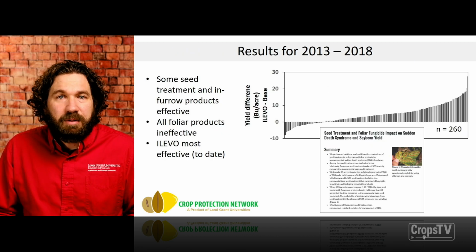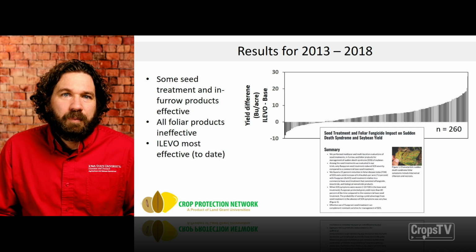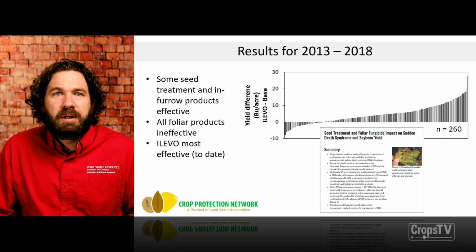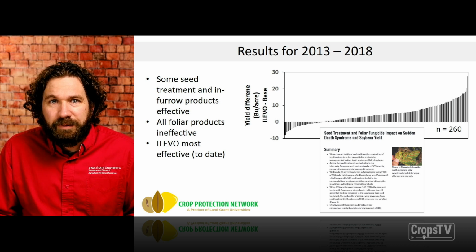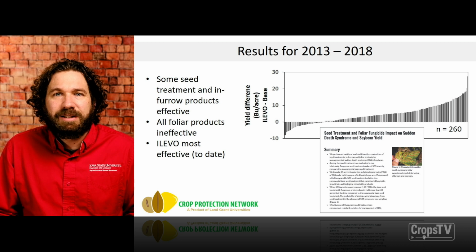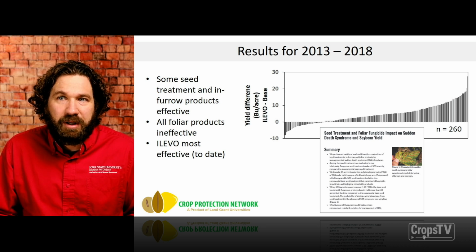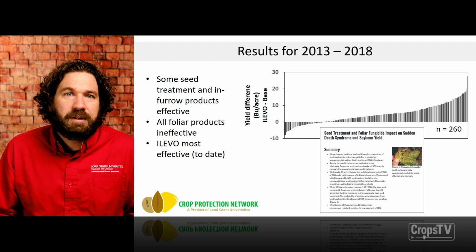As far as the seed treatments go, this is from 2013 to 2018. Seed treatments, some of them worked. We had a couple of in-furrow products that worked okay, not as well as the seed treatments. All of the foliar products, essentially, so one of the best ways to eliminate a product for sudden death syndrome is anything that's applied foliar or after planting didn't work. We have yet to find a product that you can spray from V1 all the way to the end of the season that has worked.